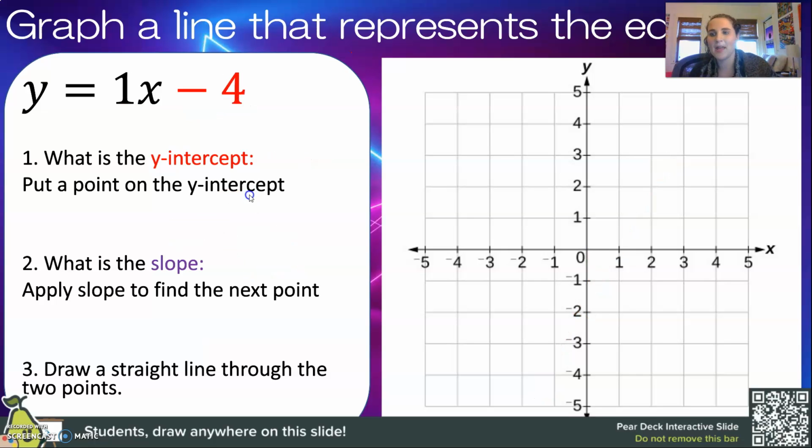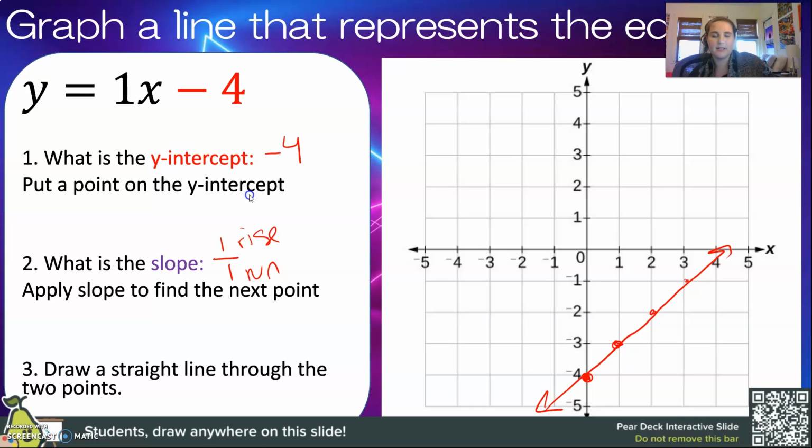Let's try another one. y equals 1x minus 4. The y-intercept is -4, so I'm going to put a point on -4 on the y-axis. The slope is 1 over 1. 1 is 1 over 1, so I have a rise of 1 and a run of 1. So from this point, I'm going to go up 1 and over 1. And there's my 2 points. I can add a few more and draw a straight line through. And there is my graph.